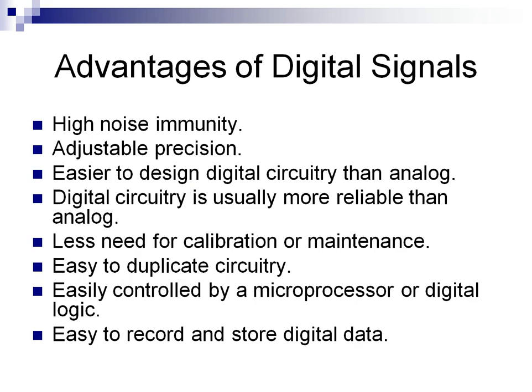Some of the advantages of digital signals are that they have high noise immunity, they have adjustable precision, they're easier to design, they also are more reliable than analog types of circuits, they have less need for calibration or for maintenance, you can easily create a lot of them, and they're easily controlled by a microprocessor or by some control logic, and it's easy to record and store digital data also.